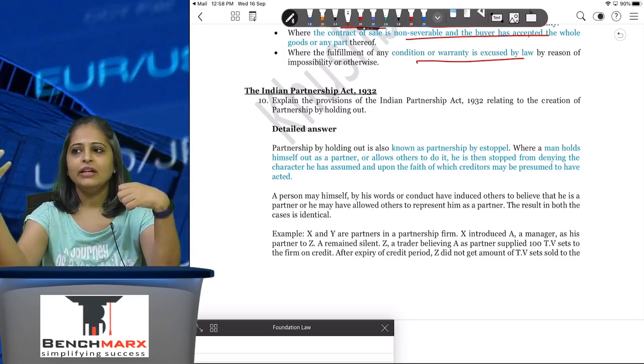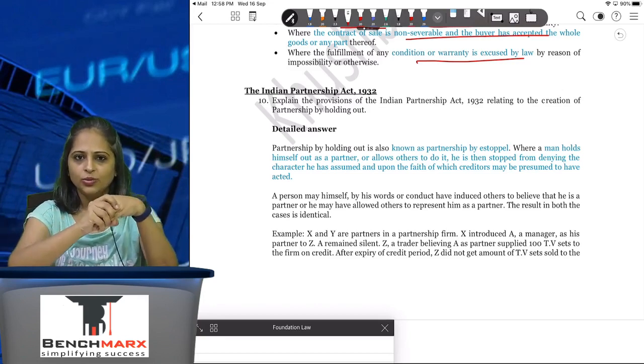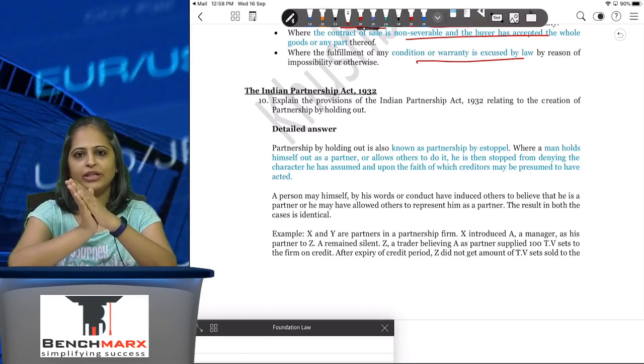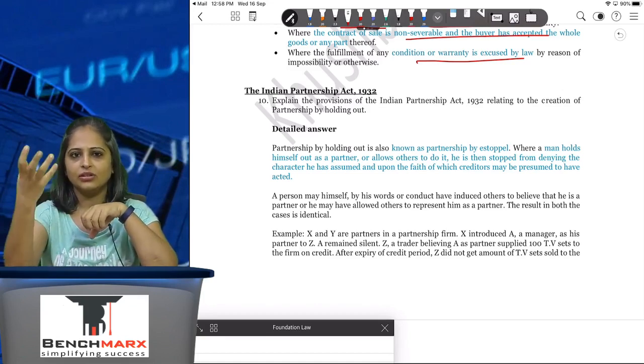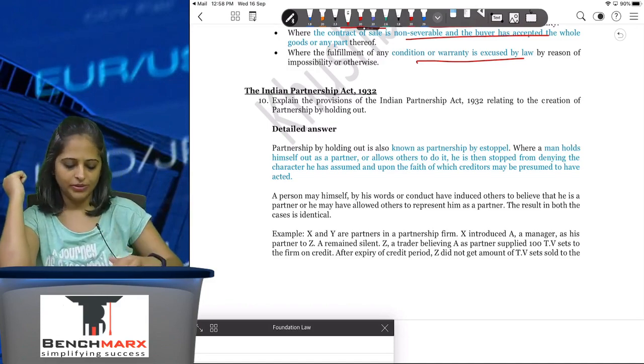In that case, if someone gives credit to the firm based on the partner by holding out, then the partner by holding out will be responsible for the credit that has been received by the firm by showing that he is a partner by estoppel.